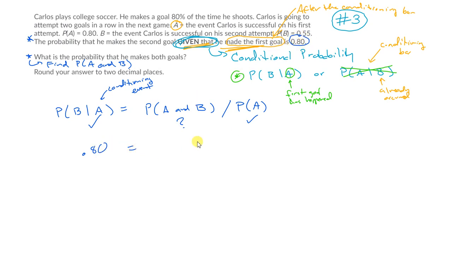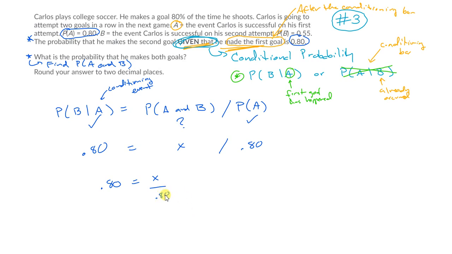Probability of A and B, we don't know, so we'll give it a variable name. We'll call it X. Probability of A, did they give us that? They're saying probability of A is also 0.80. So we just have to solve the equation 0.80 equals x divided by 0.80. So how do we solve that? Let me write it a little bit more naturally. 0.80 is equal to x over 0.80.